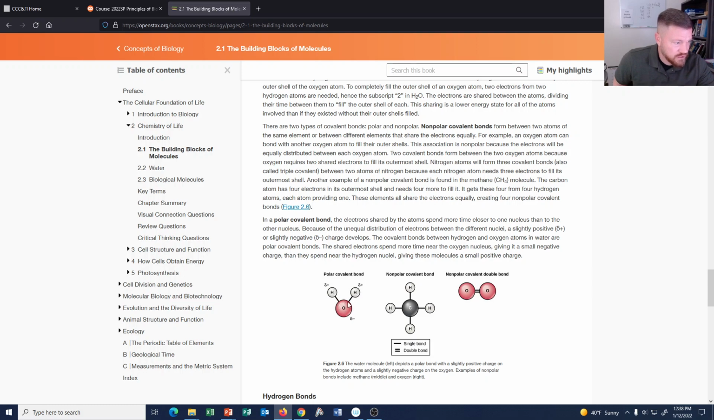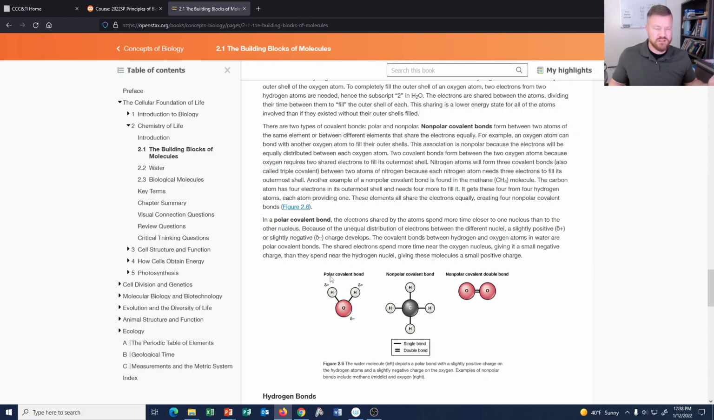If the electron spends more time around oxygen, that means that part of the molecule becomes slightly negative, and if it spends less time around hydrogen, then that part of the molecule becomes more positive. Because we generate these positive and negative regions in the water, we call it a polar covalent bond.